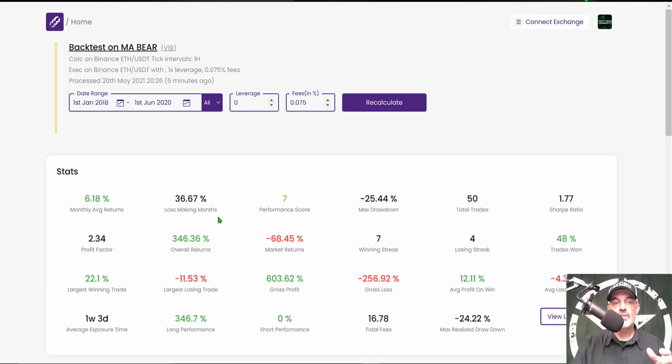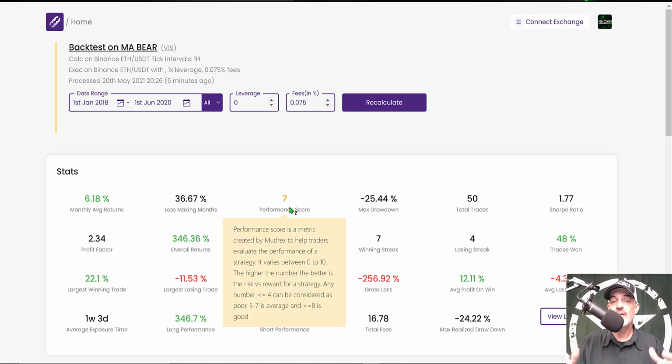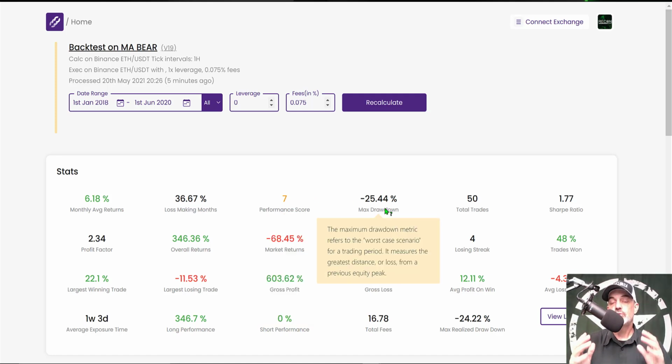Now we can take a deeper dive into the actual numbers and see that my performance score dipped a little, but in a bear market, a 7 in my book, that's winning the battle. The maximum drawdown was 25%. Anything under 30 is acceptable in my book. Obviously 25% is a little better than the 30.